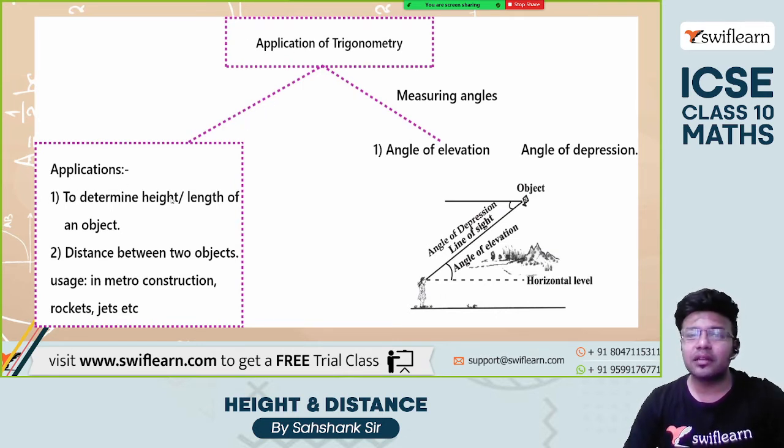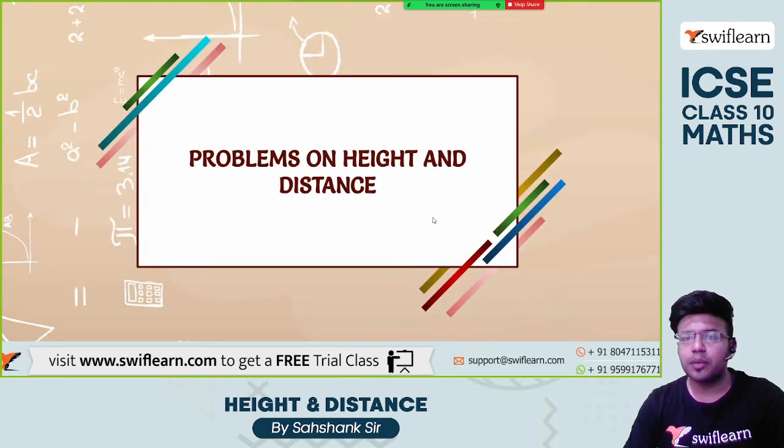It is used to determine the length, height of an object, distance between two objects. It is used in metro constructions, launching of rockets, jets, etc. These are the applications of trigonometry, and measuring of angles, angle of elevation, angle of depression. The angle between the elevated line and the horizontal level is known as angle of elevation. And if we are looking down, the angle between the horizontal and line of sight is the angle of depression.